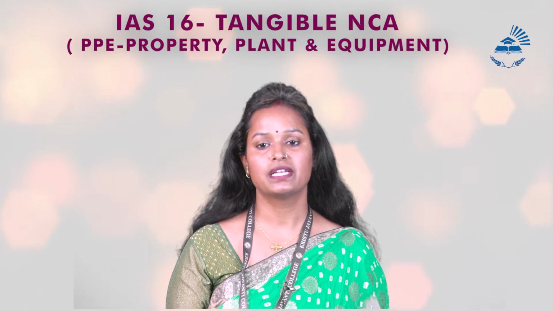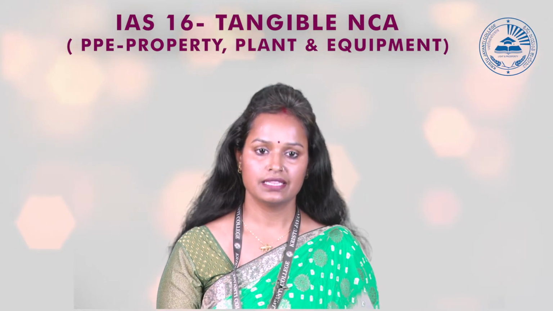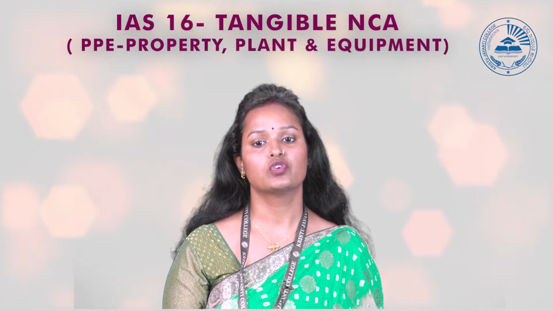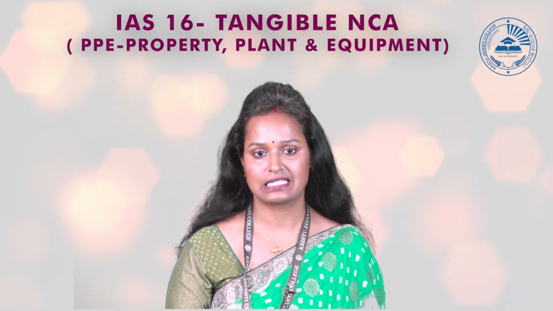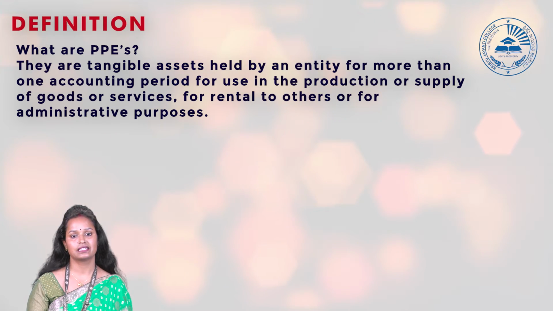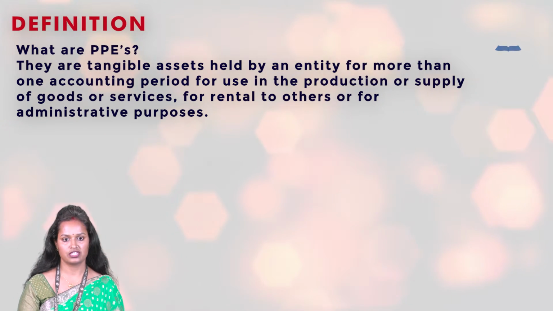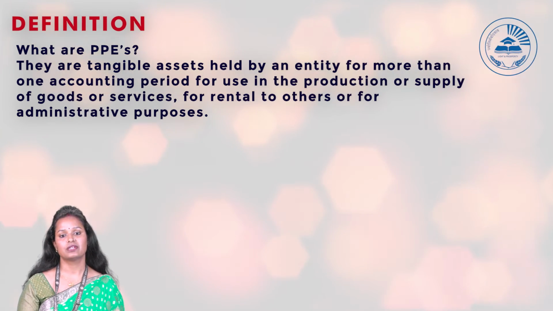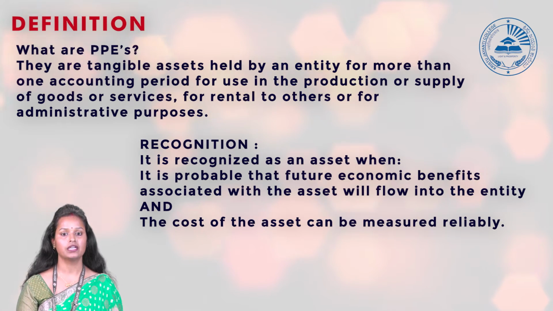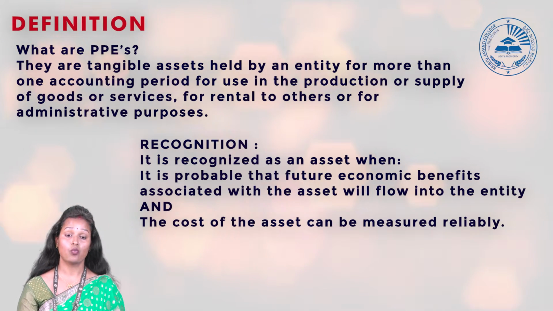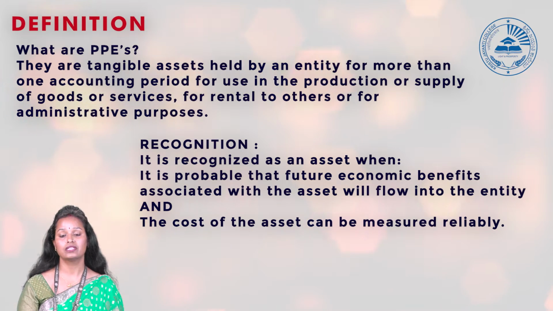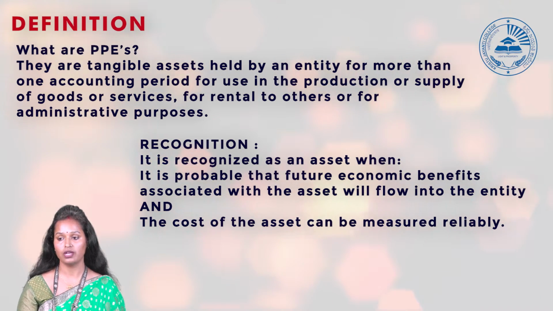Today we are going to discuss IAS 16, that is Property, Plant and Equipment. In this, we are going to discuss what the definition is according to IAS 16, then how we could recognize it in our balance sheet or in the financial statement, and what the measurement of the same is. So now the question is why we should know whether any particular asset comes under property, plant and equipment or not.